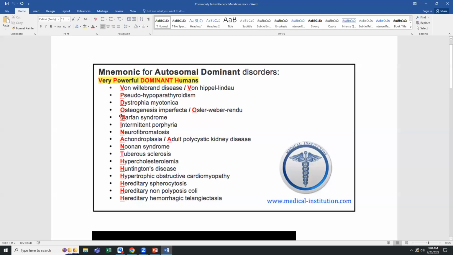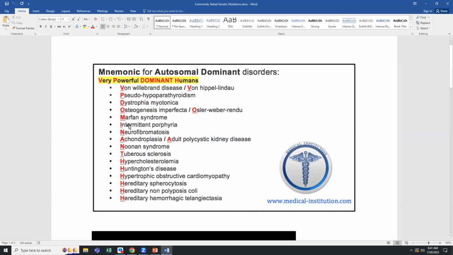Osler-Weber-Rendu, Marfan's, intermittent porphyria, neurofibromatosis, achondroplasia or adult polycystic kidney disease, Noonan syndrome, tuberous sclerosis, hypercholesterolemia, know that one, Huntington's disease, know that one, Hockham, know that one, hereditary spherocytosis, hereditary non-polyposis colorectal cancer, and hereditary hemorrhagic telangiectasia. So of this list, von Willebrand's, pseudohypoparathyroidism, dystrophia myotonica, osteogenesis imperfecta, Marfan's, intermittent porphyria, important to know those first ones.